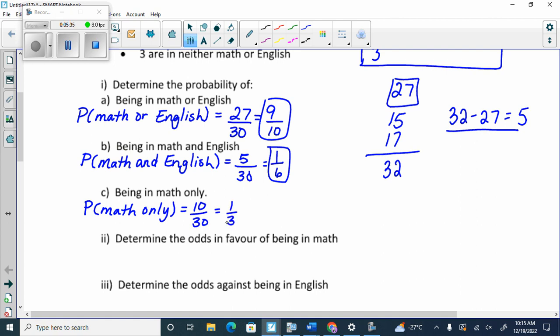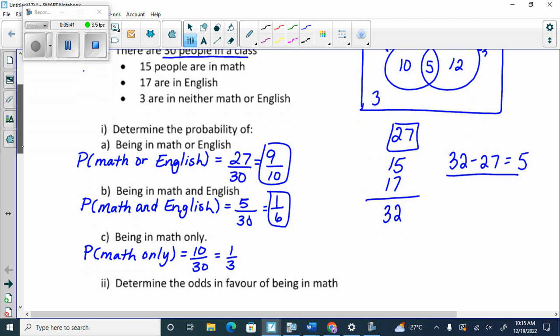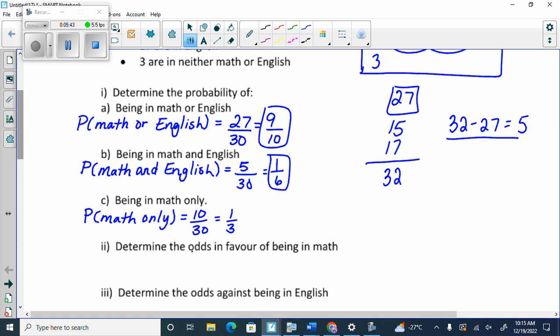Now we're dealing with odds. They can ask odds from a Venn diagram. Odds in favor of being in math. So if we have odds in favor of math, math comes first. What comes second? Not being in math. And what should these add up to? 30. They always add up to the total. We agree? We agree.